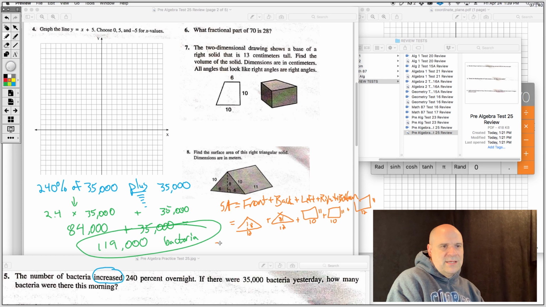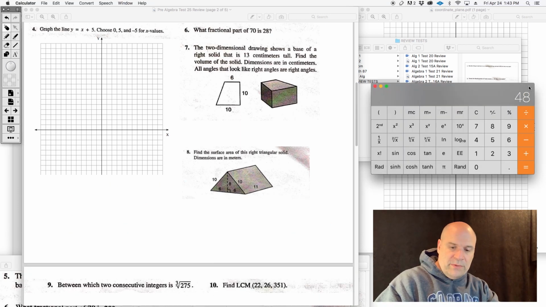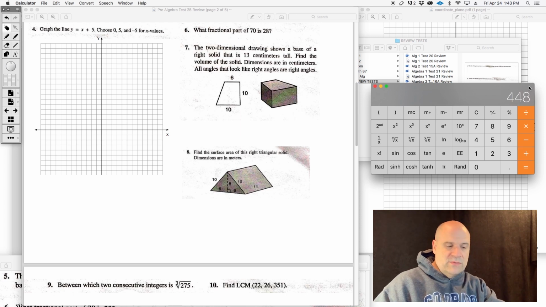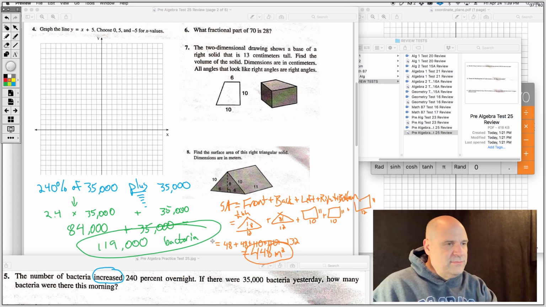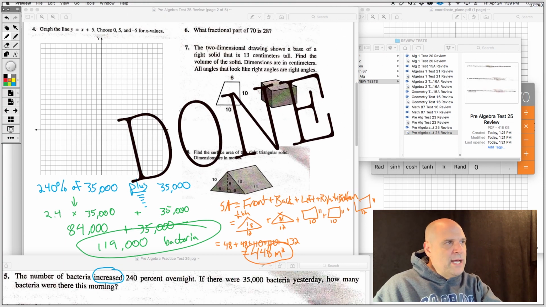We did one of these on our last test. That's okay. Find the area of a triangle. It's 1/2 base times height, or base times height divided by 2. It's 1/2 base. 6 times 8 is 48. Plus another 48. Plus 110. Plus 110. Plus 132. For a grand total of 48 plus 48 plus 110 plus 110 plus 132 equals 448. Dimensions are in meters, square meters, because we're looking for surface area, squarea. Okay. All right, moving on.